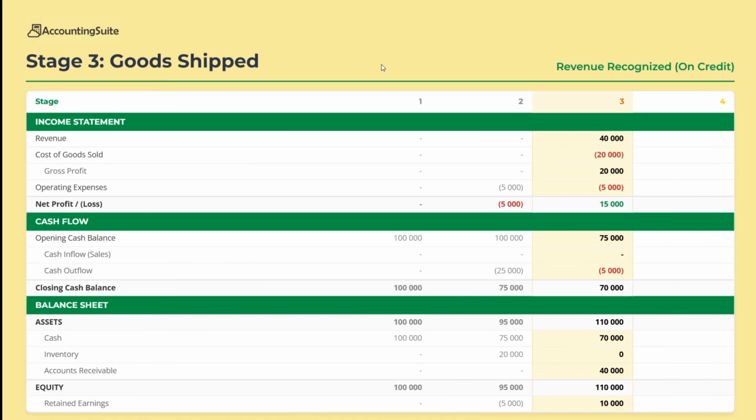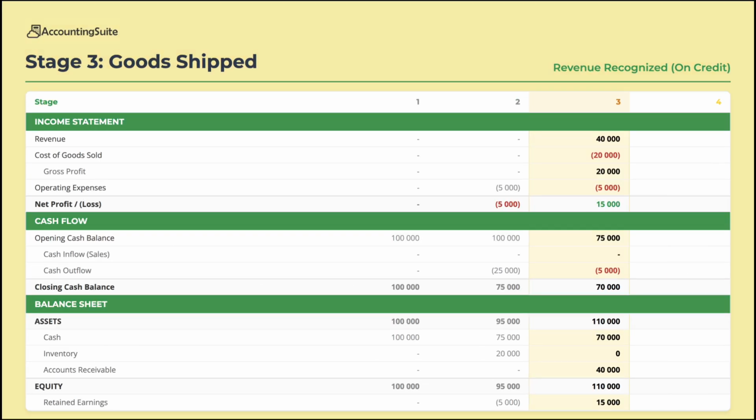Now a customer buys the product. The sales price is $40,000. However, the customer will pay later. The company ships the product today. Payment will come next month.